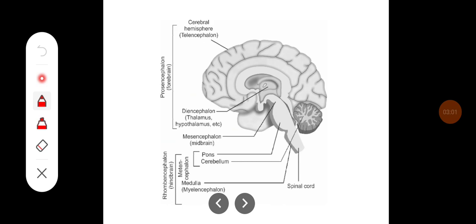So this is the diagram showing the central nervous system, which is made of the prosencephalon, that is the forebrain, which includes the cerebral hemispheres and the diencephalon. The diencephalon includes structures like thalamus and hypothalamus. The mesencephalon is the midbrain, and the rhombencephalon is the hindbrain, which consists of the pons, cerebellum, and the myelencephalon, that is the medulla.